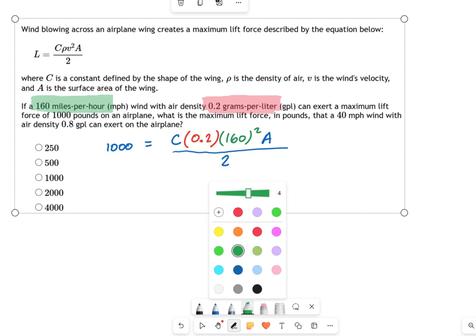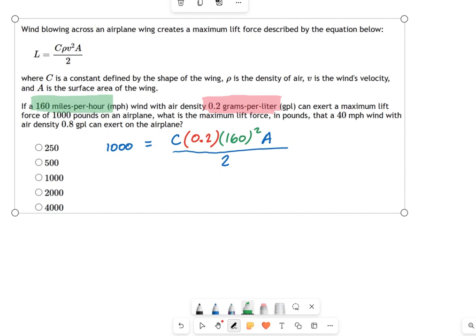C and A, I left dark blue because we don't know what those are. Those are mysterious. There's all sorts of things they could be, and it's not worth spending any time worrying about it because they're not given to you. So we just have to leave those as they are.